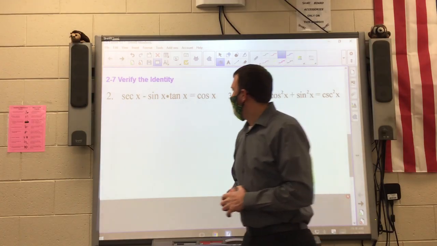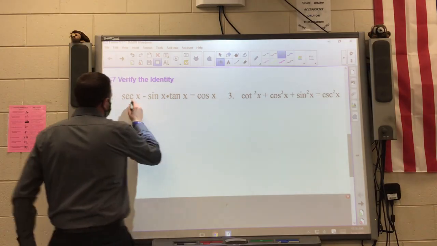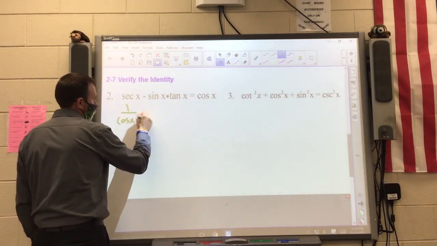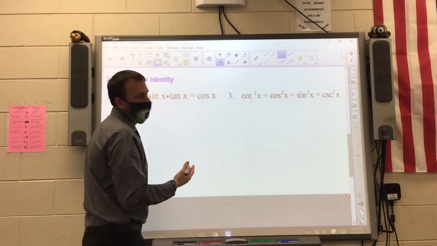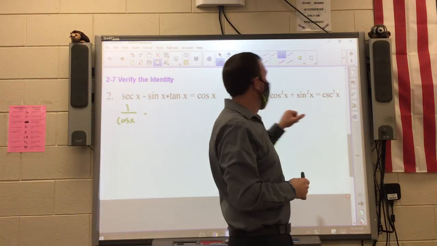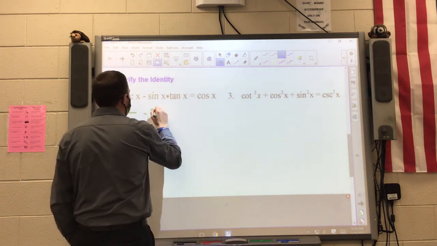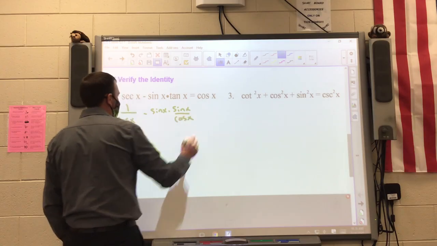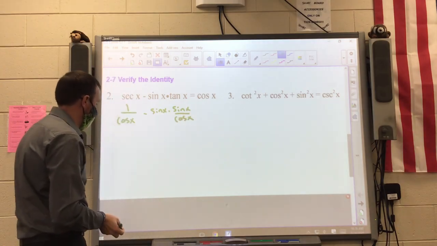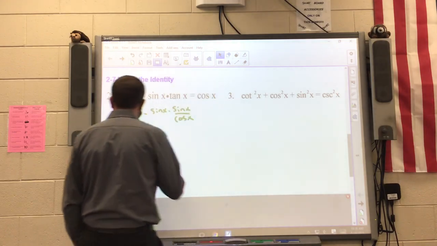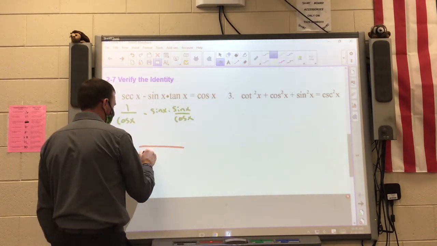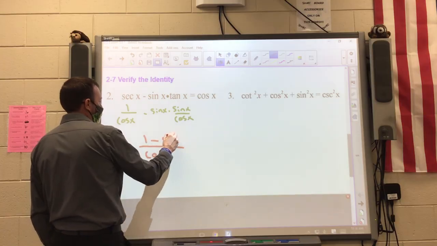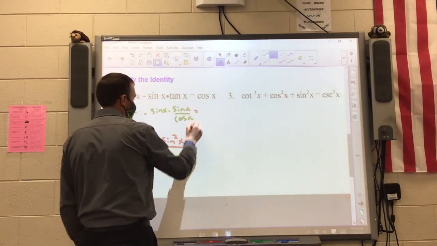All right? So to start off, I'm going to look at the left side. I'm going to change secant to 1 over cosine. Sine is already in sine, but tangent I can rewrite as sine of x over cosine of x. Well, in this particular case, I have a common denominator, cosine x. So I can put these together and have 1 minus sine squared of x all over cosine x.